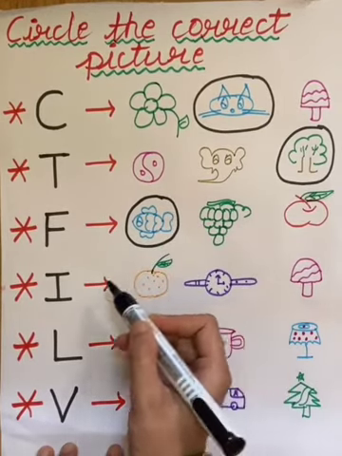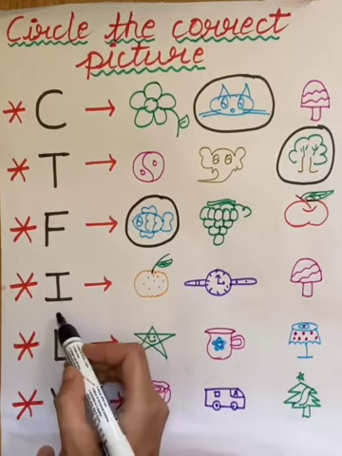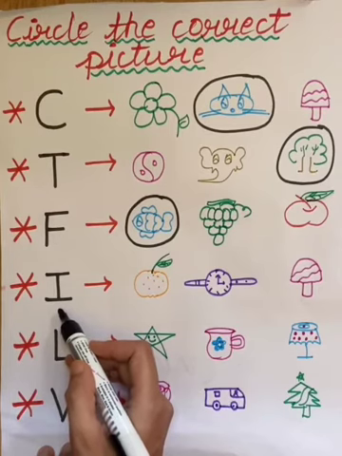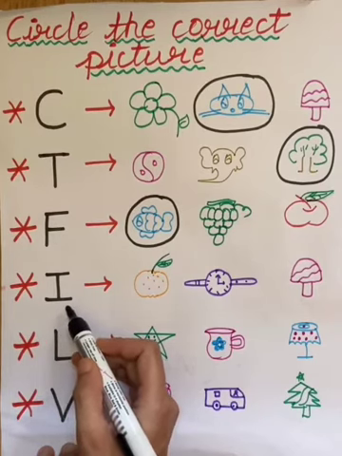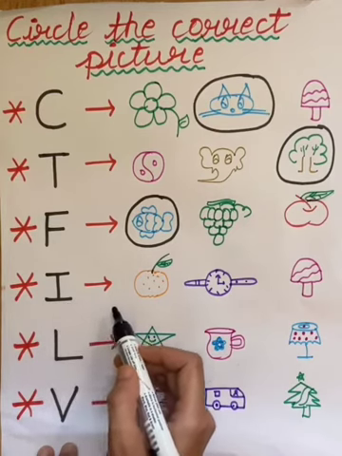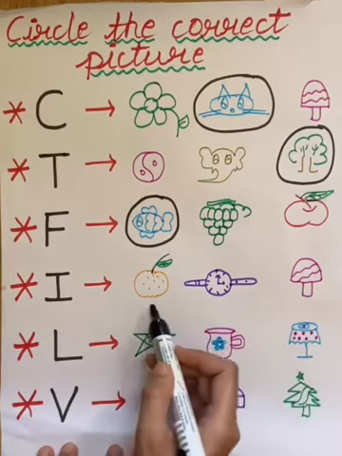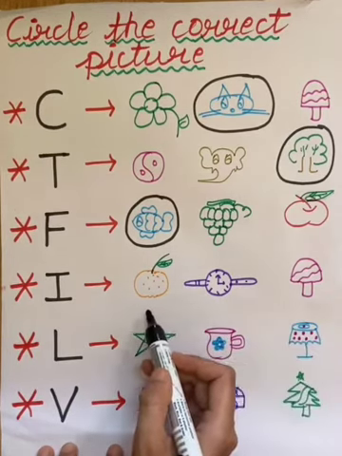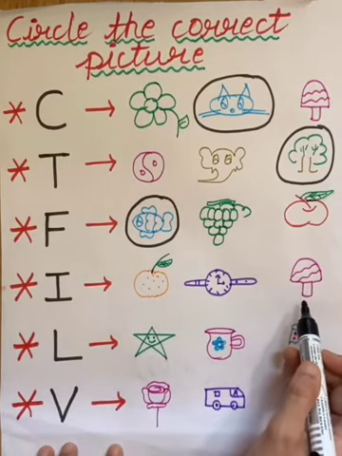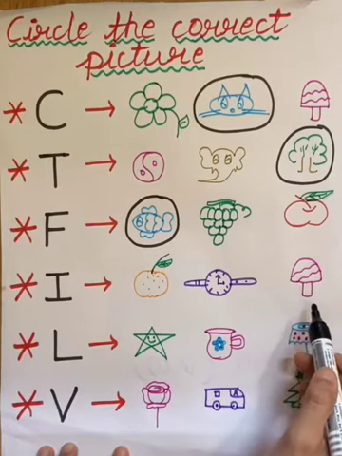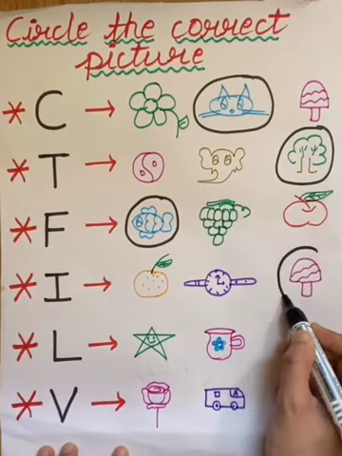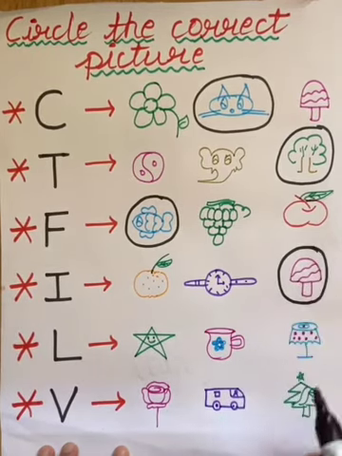Okay children, now next. Now which alphabet is this? Yes, this is I, ice cream. Now we will find the picture of ice cream. Now where is an ice cream? This or this or this. Yes, this is an ice cream. So, what you have to do? You have to circle the picture of an ice cream like this.